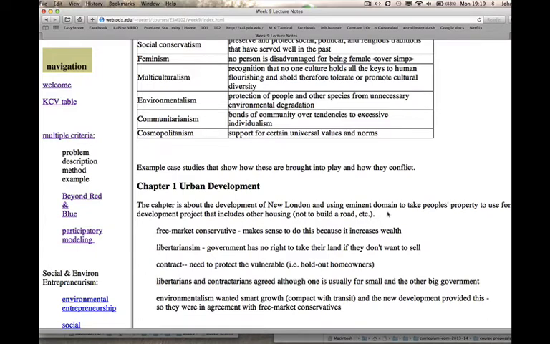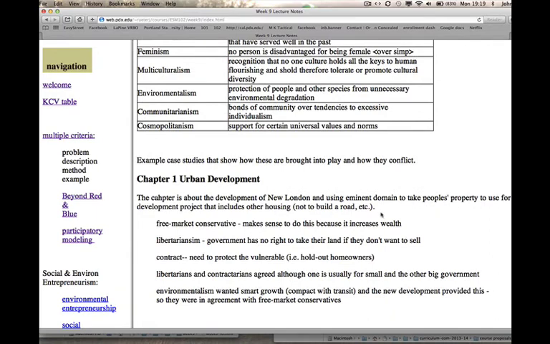Well, it wasn't to build a highway. This is how it's normally been used. So this was a very contentious exercise. And the different aspects here, of course, the environmentalists wanted to have a very dense population and promote mass transit. The free market conservatives wanted to do this because it would increase the wealth of the community. The libertarians were against this because they said that the government has no right to take people's lands, and the contractarians said we needed to protect the vulnerable.